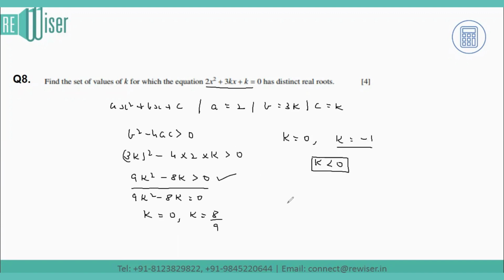Similarly, I'll check for the other point, which is k equals 8 by 9, and I'll take up a value which is greater than 8 by 9. Say I'll take k as 1. If I place k as 1 over here, definitely I can see that 9 minus 8 is 1, which is true, greater than 0. So that means all the values of k greater than 8 by 9 will satisfy this particular inequality. So these two will be the valid answers for this question.